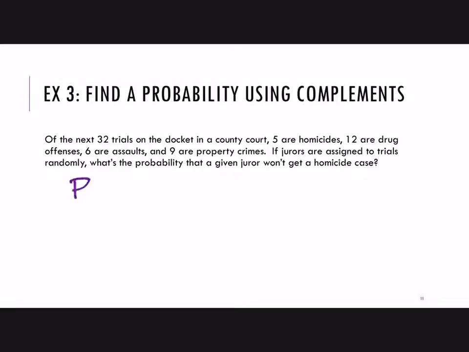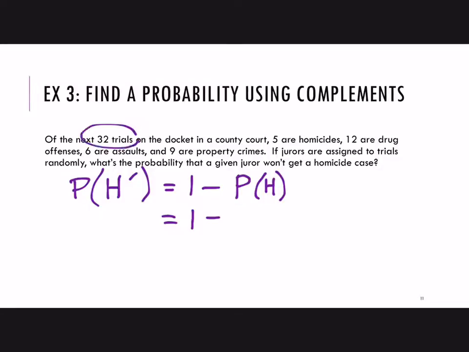Okay, so we want to know the probability of not getting a homicide. I'll call that H. Let's use the formula. It would be 1 minus the probability of getting a homicide case. What is the probability of getting a homicide case? We have 32 trials altogether, and out of those 5 are homicides, so the probability of homicide would be 5 out of 32.